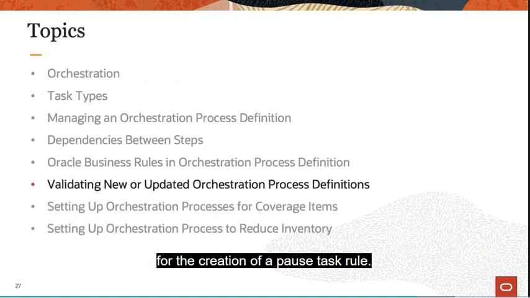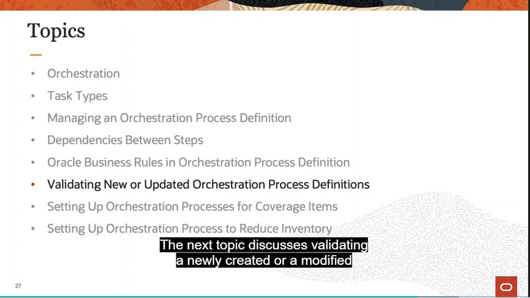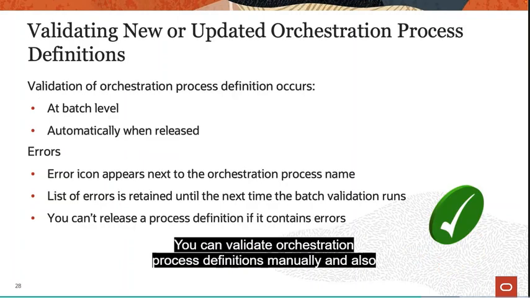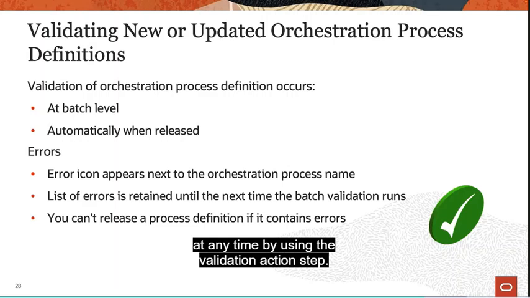The next topic discusses validating a newly created or a modified orchestration process definition. You can validate orchestration process definitions manually and also at any time by using the validation action step. Also, the validation process will always occur anytime you release a new orchestration process definition. There are certain things that will of course have to be validated as part of a successful release.